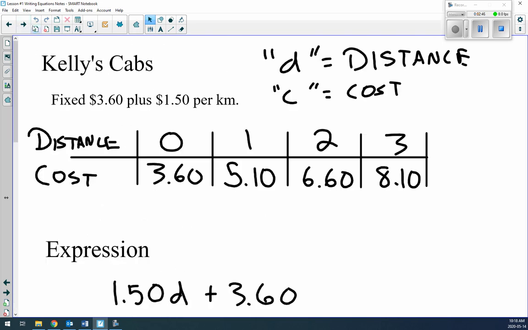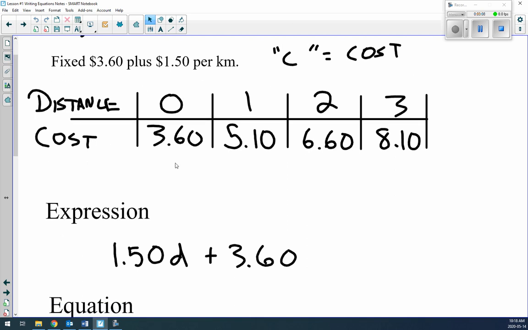Okay, last page, Kelly's Cabs. Kelly's Cabs is an interesting example. If you've ever been in a cab, you know that there's a fixed cost for getting in the cab. In this case, the fixed cost is $3.60. So if you go 1 kilometer or 100 kilometers, the fixed cost is still the same. And then so much per kilometer after that. So let's define some variables. d for distance, c for cost. You can use anything you want. Create a table of values.